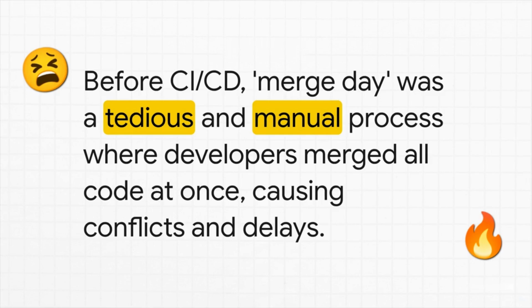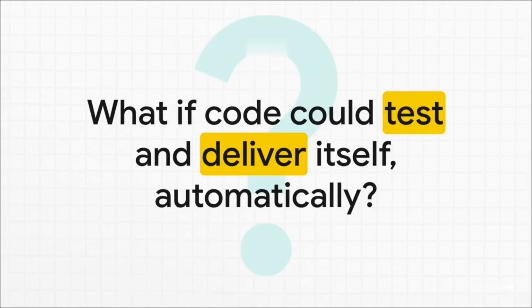People would manually copy and paste code, trying to resolve conflicts. It was slow, full of risk, and it almost always led to a ton of bugs and huge delays. And that painful experience leads to a really powerful question. What if we didn't have to do it that way? What if the code could just take care of itself? This single question is really the whole idea behind the CI/CD revolution.